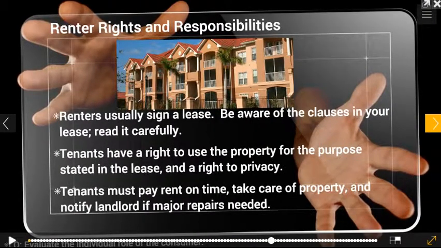Renter rights and responsibilities. Renters usually sign a lease. Be aware of the clauses in your lease and read it carefully. Tenants have a right to use the property for the purpose stated in the lease and a right to privacy. Tenants must pay their rent on time, take care of the property, and notify the landlord if major repairs are needed.